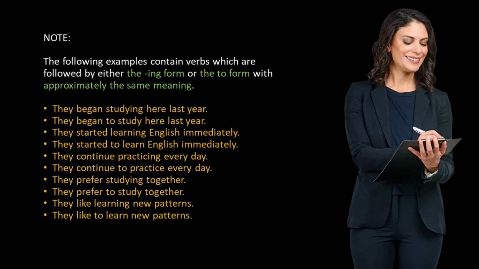It is important to note that the following examples contain verbs which are followed by either the -ing form or the to form, with approximately the same meaning. Examples. They began studying here last year. They began to study here last year. They started learning English immediately. They started to learn English immediately. They continued practicing every day. They continue to practice every day. They prefer studying together. They prefer to study together. They like learning new patterns. They like to learn new patterns.